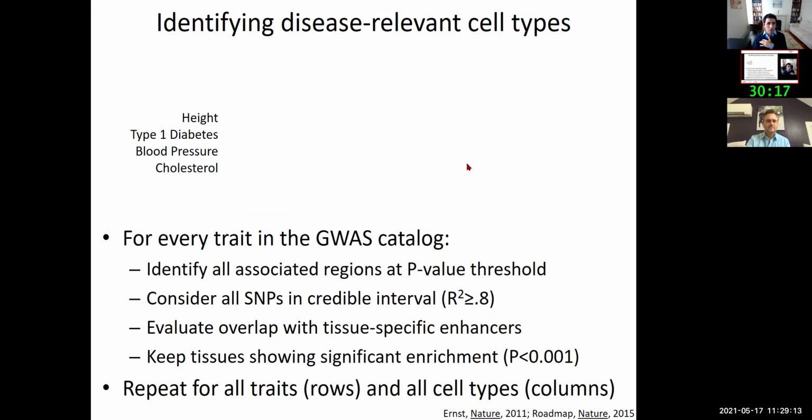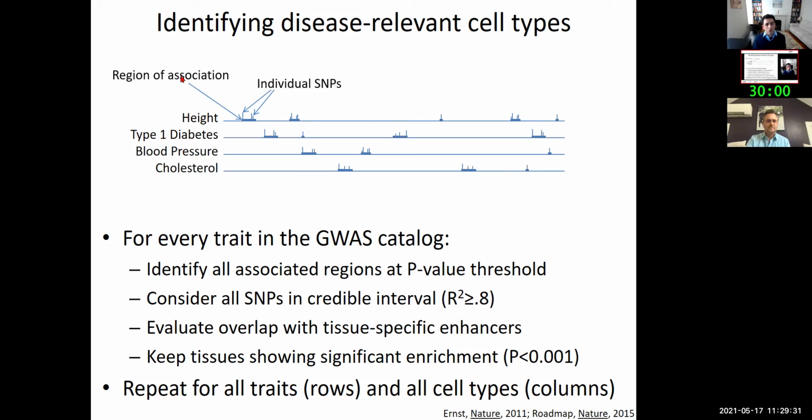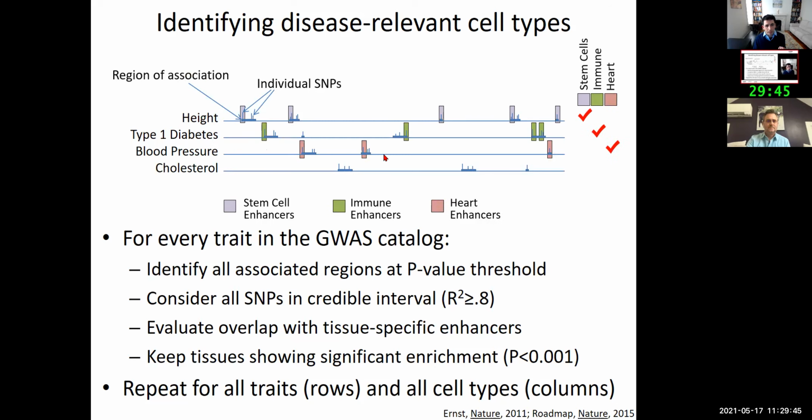Armed with this arsenal, we can start systematically looking for enrichment between the genetic variants associated with multiple different traits, looking at both regions of association and individual SNPs that are lying within this region, not just across one trait, but across many traits. Why? Because we can use these different traits as controls for each other. We can basically say, what are the epigenomic enrichments that we're finding for height, and how do they differ from those of type 1 diabetes, blood pressure, cholesterol, and so on and so forth, to infer the tissues where different genetic variants might be acting for each trait.